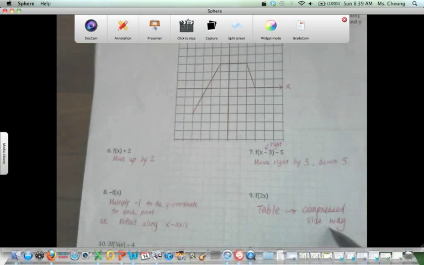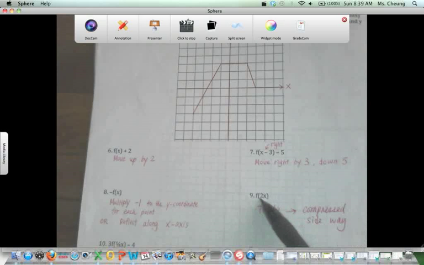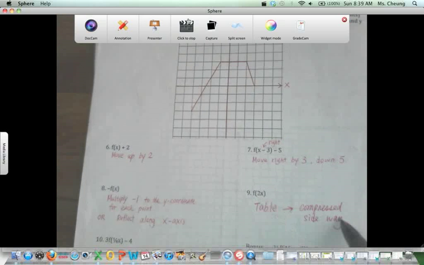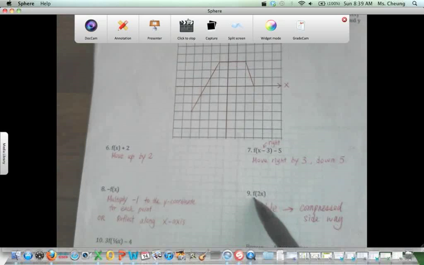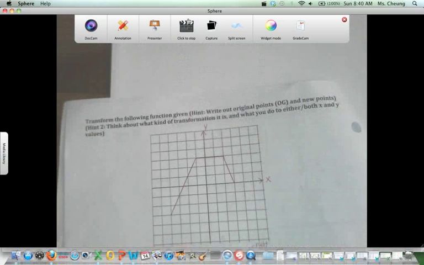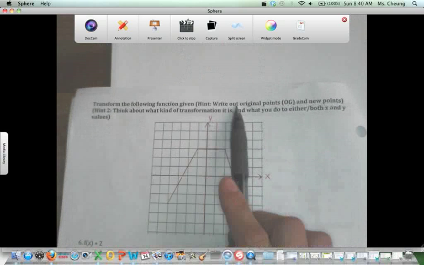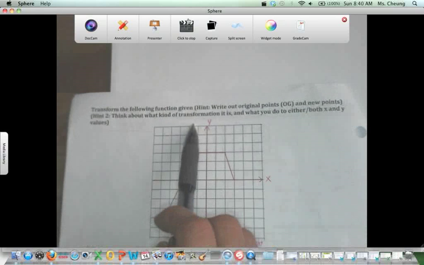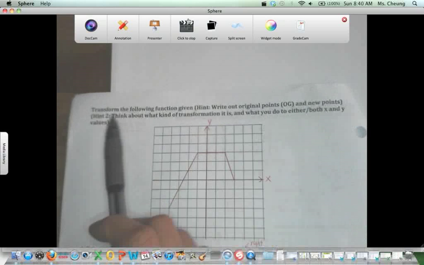During our practice earlier, you figured out that when this coefficient is greater than 1, we will compress sideways. But when it is less than 1, like half, 1/3, 1/4, your graph will be stretched sideways. So there are some hints that were given. You have to write out the original points and new points, and then think about what kind of transformation it is and what you do to either both x and y values.